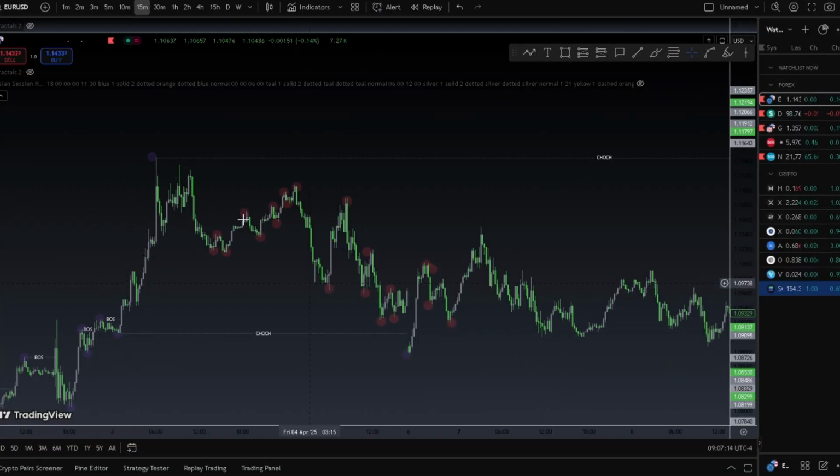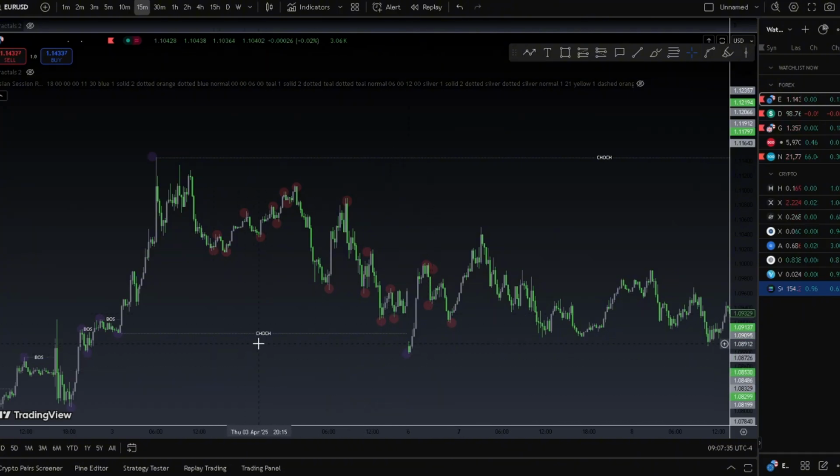So if we go back to this example here, we can just clearly see the purple's the external, the red's the internal. So when we have this change of character here, we just expect it to go and take out this high and continue the external trend. But that doesn't happen. It has another internal change of character to the downside, and then it comes down and actually takes out the external low, giving us a change of character.